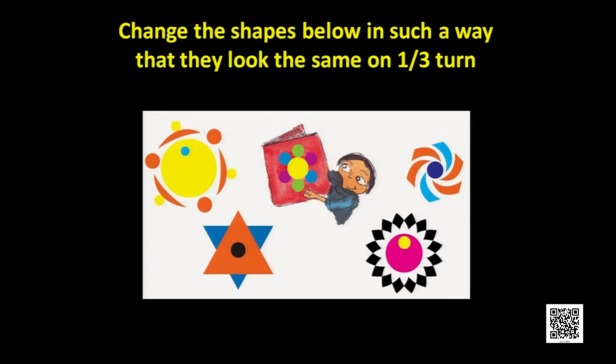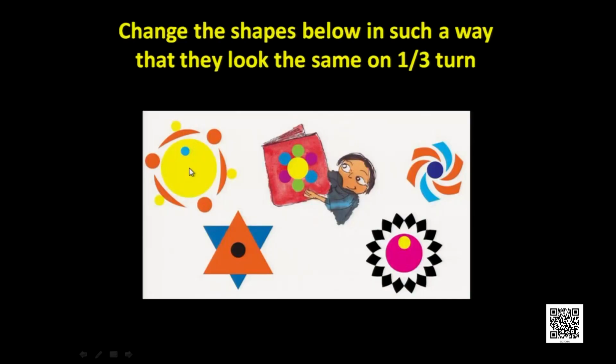So, how to make a change in the shape? I have to take this blue colored circle in the middle. I have to change it, I have to draw it in the middle, so that after a 1/3 turn I will get the similar picture. Similarly, you can change the shape in these pictures.